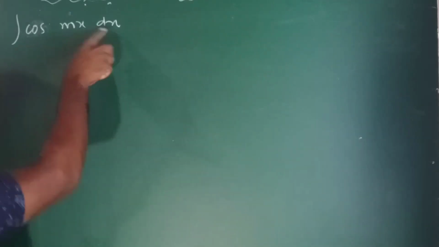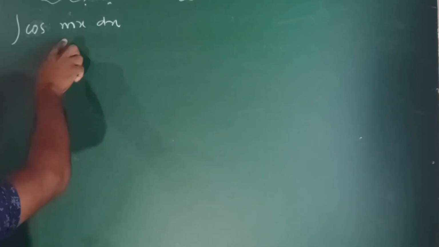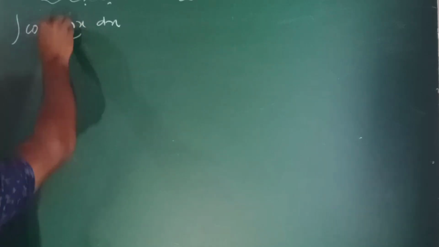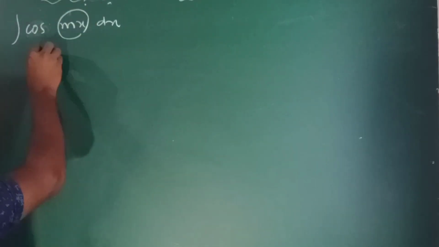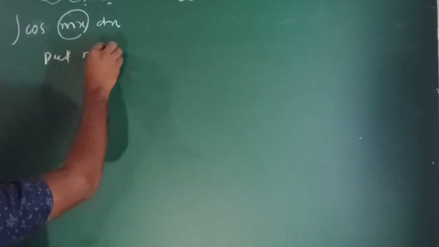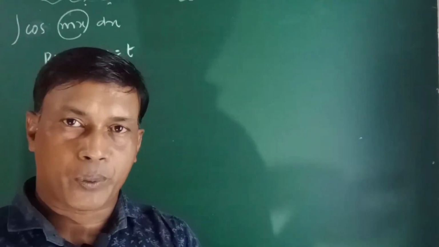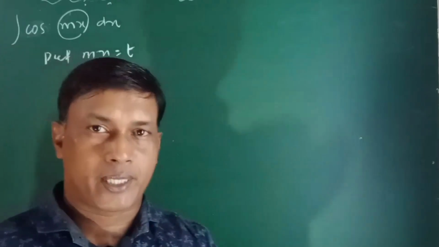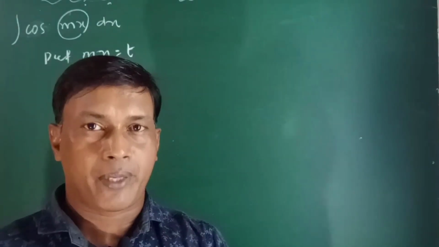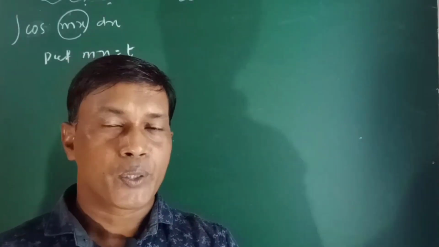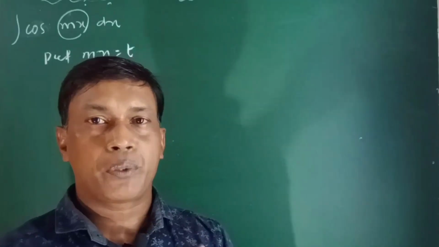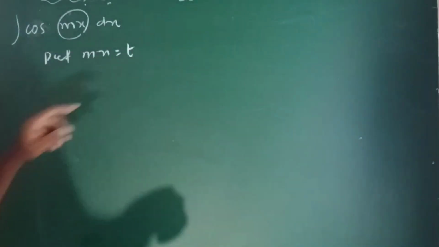Now the integration of cos mx dx. Here it is in the form of cos x dx, but x is replaced by mx. So you have to put mx equal to t. Substitution is given to what? To the function in place of x. This is in the form of cos x, but what is in place of x? mx. So you have to substitute mx equal to t.